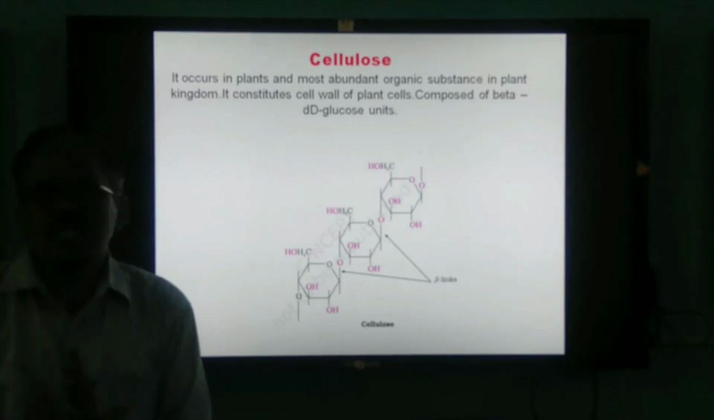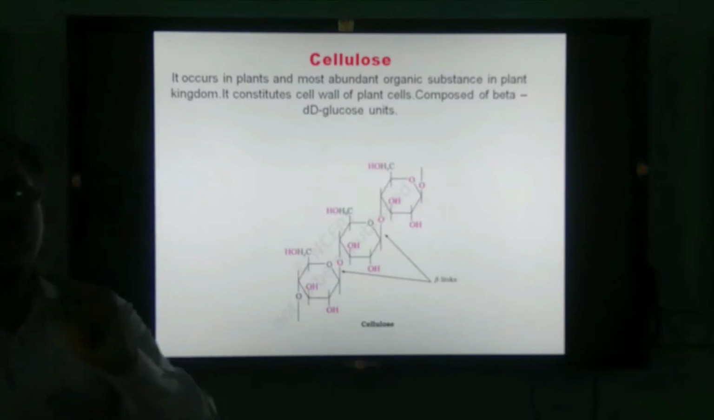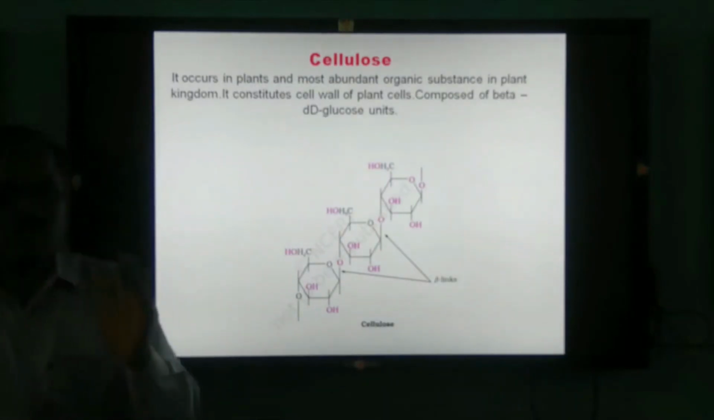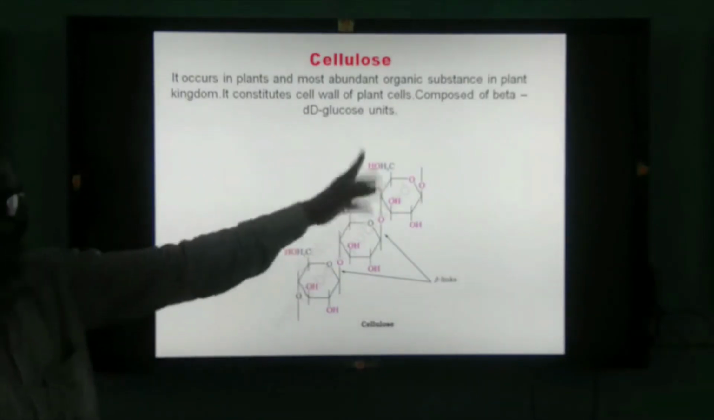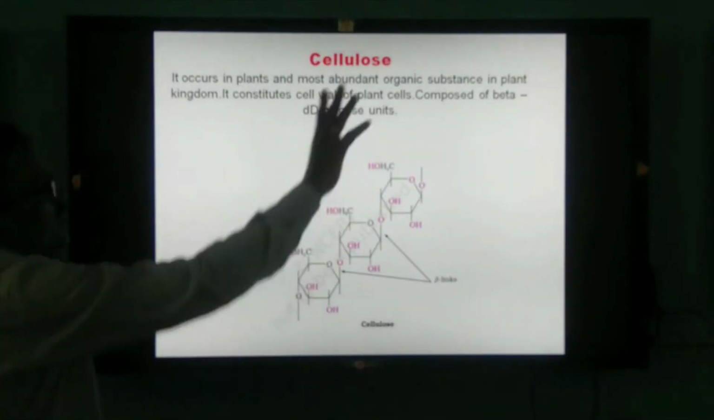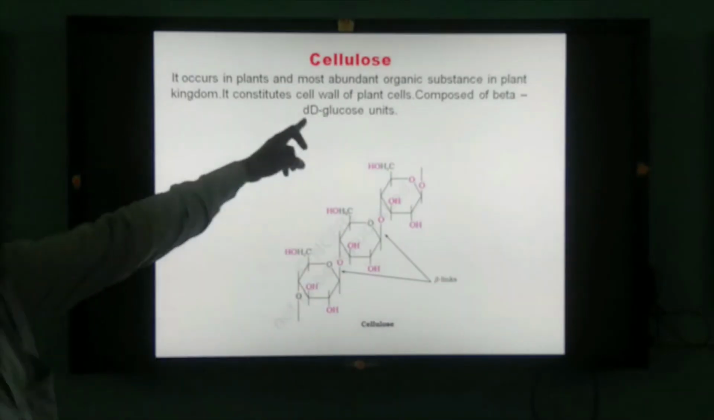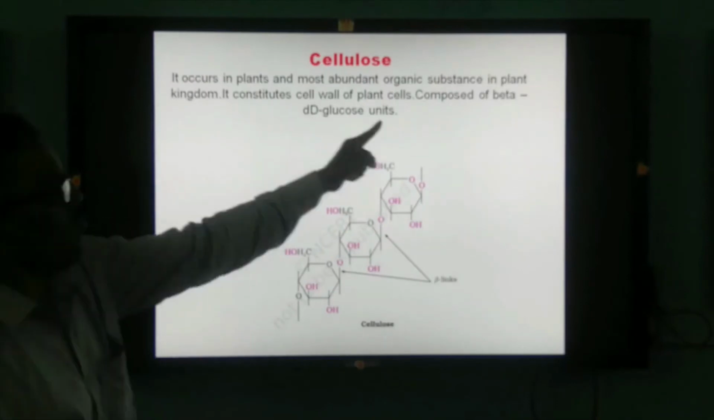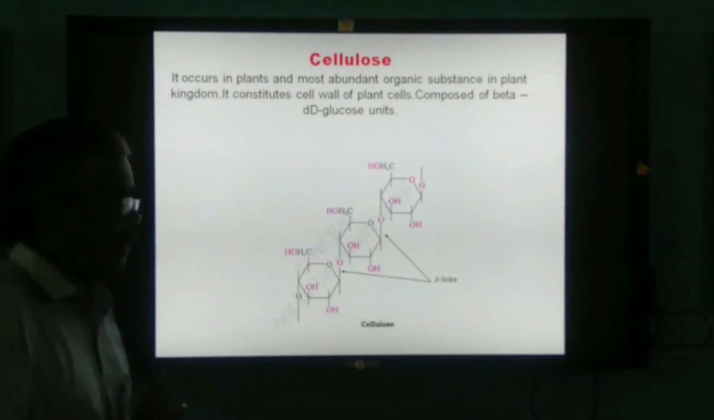So, they are called anomers. That carbon is called the anomeric carbon. Starch is a polymer of alpha glucose and cellulose is a polymer of beta glucose. This is the cellulose structure. It will repeat. That means many glucose units link together to form cellulose. Generally, it occurs in plants and is the most abundant organic substance in plants. It constitutes the cell wall of plant cells. So most of the cell wall is cellulose. This is a glucose unit.